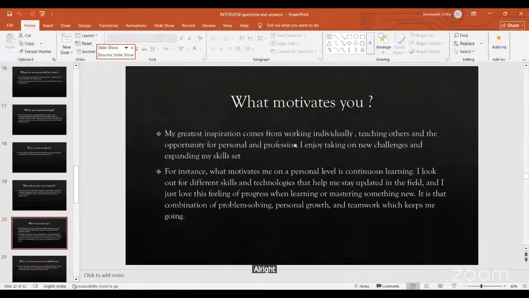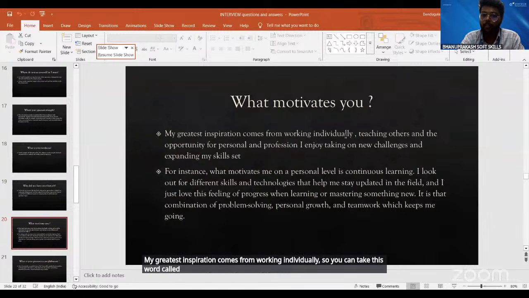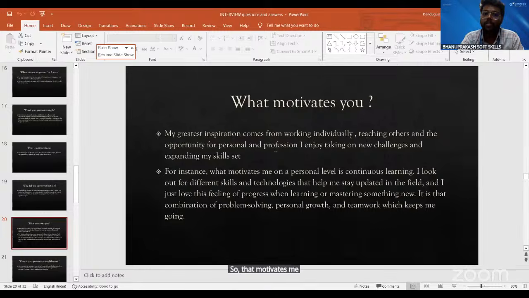All right. Here you can see the answer. My greatest inspiration comes from working individually. So you can take this phrase, working individually, that motivates me. Teaching others, like whatever content I have, if I teach others, I learn more, so that motivates me. And the opportunity for personal and professional growth, I enjoy taking new challenges. Taking new challenges every time motivates me, and expanding my skill set, learning something new keeps motivating me.